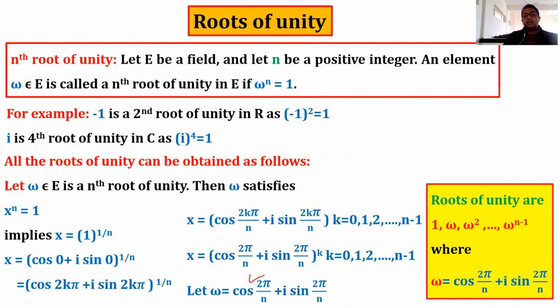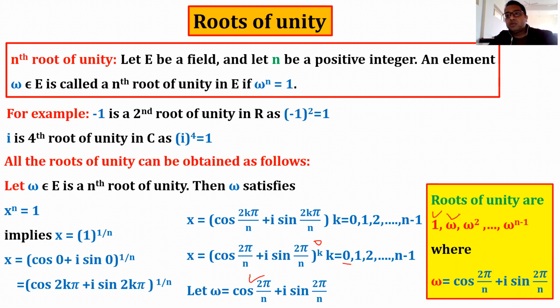So it means that if one value is this omega, the first value will be 1, when you substitute k equal to 0, since the power becomes 0. That is why the first root will be 1. The second root, which came from k equal to 1, we let be omega. So the rest of the roots will be, when you substitute k equal to 2, omega square.